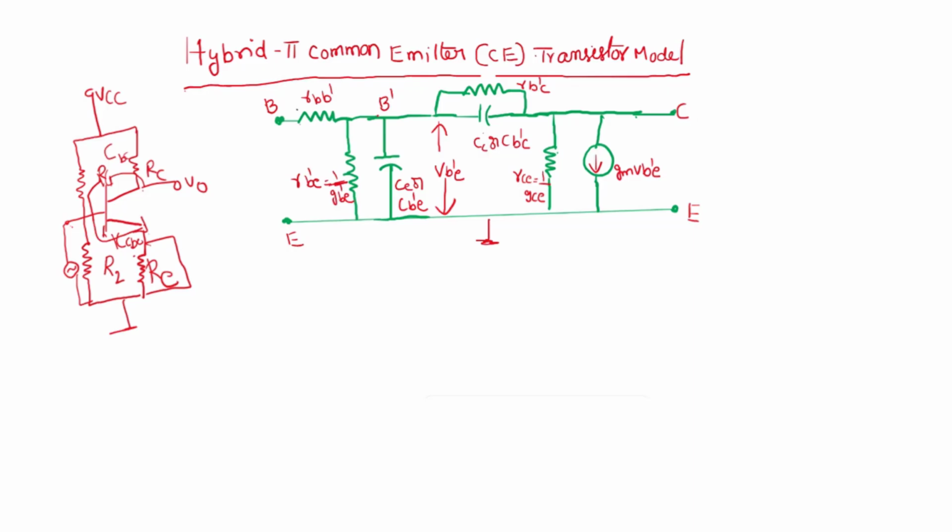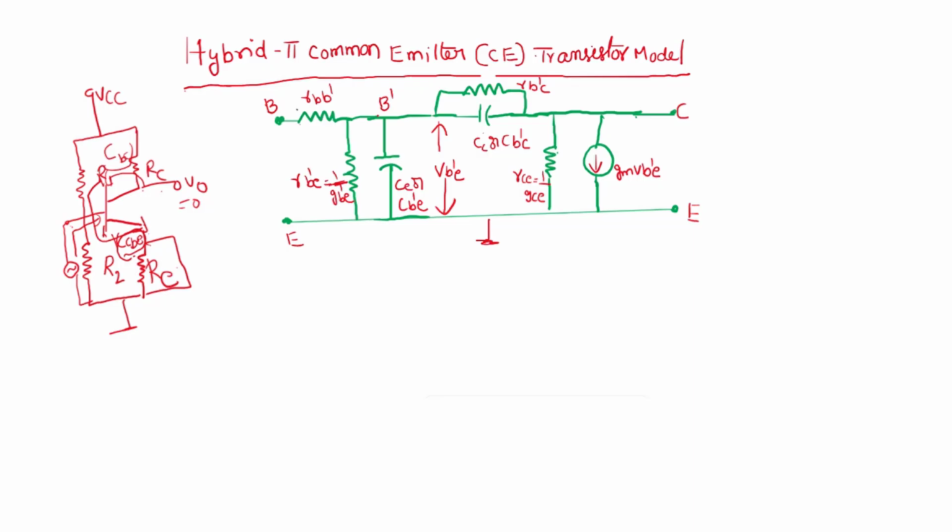So at high frequencies, the input blocking capacitor, the output coupling capacitor and the emitter bypass capacitor have no effect. Yes, as it is, this Vs will go like this, but the effect is only because of the CBC and this CBE, because when these are short circuited, the output becomes 0. So that is the reason you have to take care of these two. This is CBE and this is CBC.